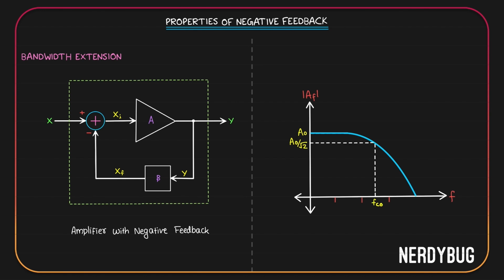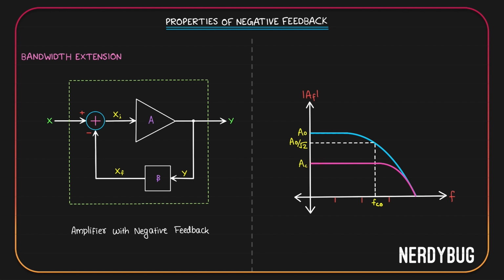Now, when I add a negative feedback, gain will decrease by a factor 1 plus beta A. The new frequency response will look like this. The new maximum gain is Ac. What will be the new cutoff frequency? Again, cutoff frequency is the frequency at which gain becomes 1 by root 2 times of the maximum. Here the maximum is Ac.